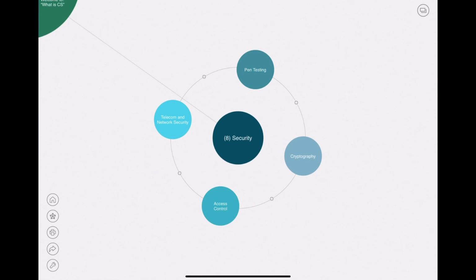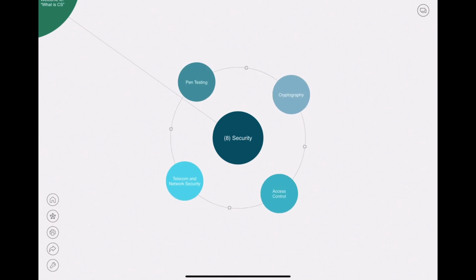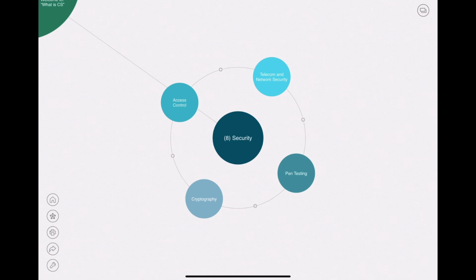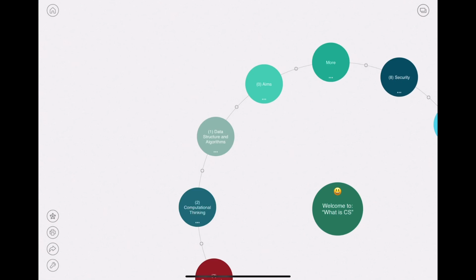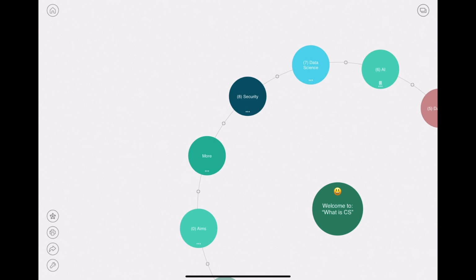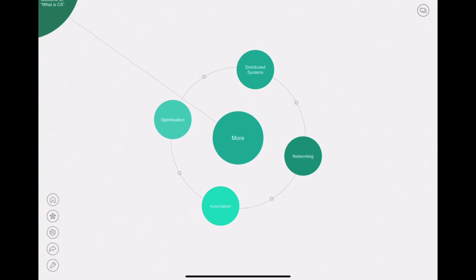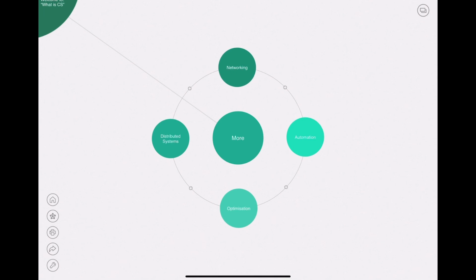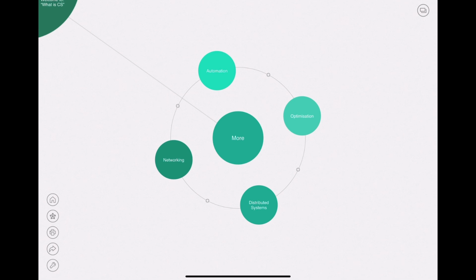In security, we will have a look at pen testing, cryptography, access control, telecommunication, and network security, very briefly again. And of course, this will be it for our introductory course. We will also glance at distributed systems, networks or networking, automation, and optimization, as these are also subdomains of computer science.